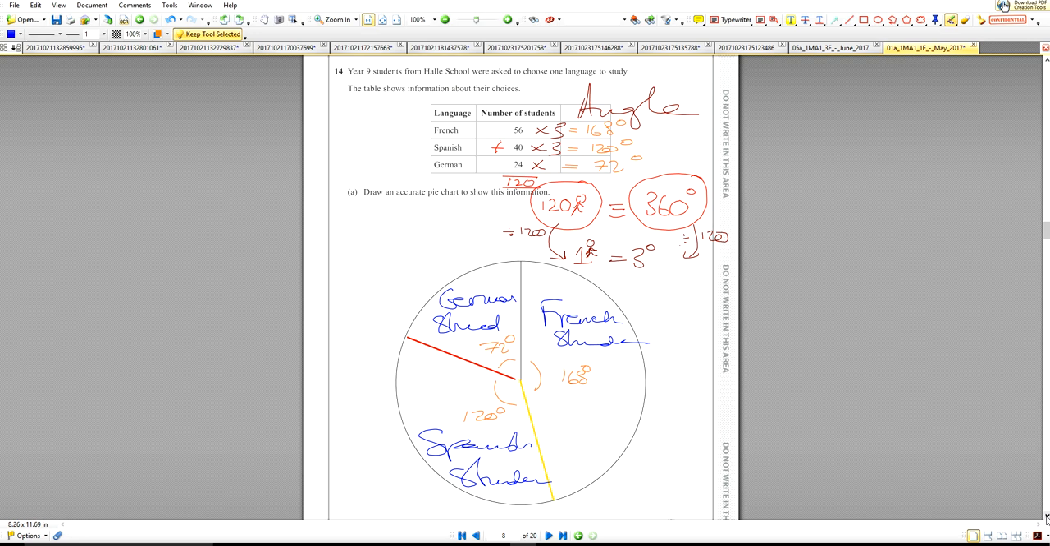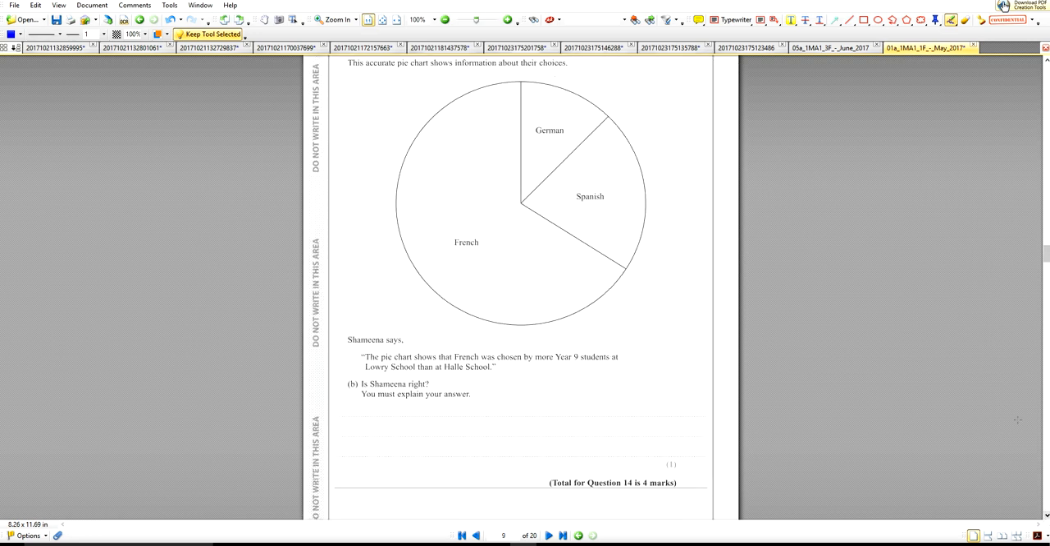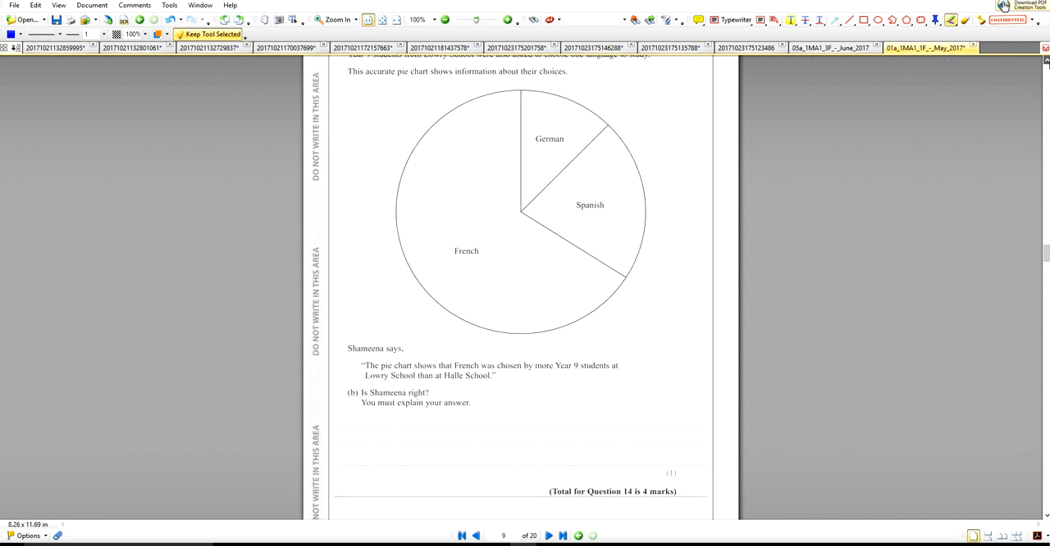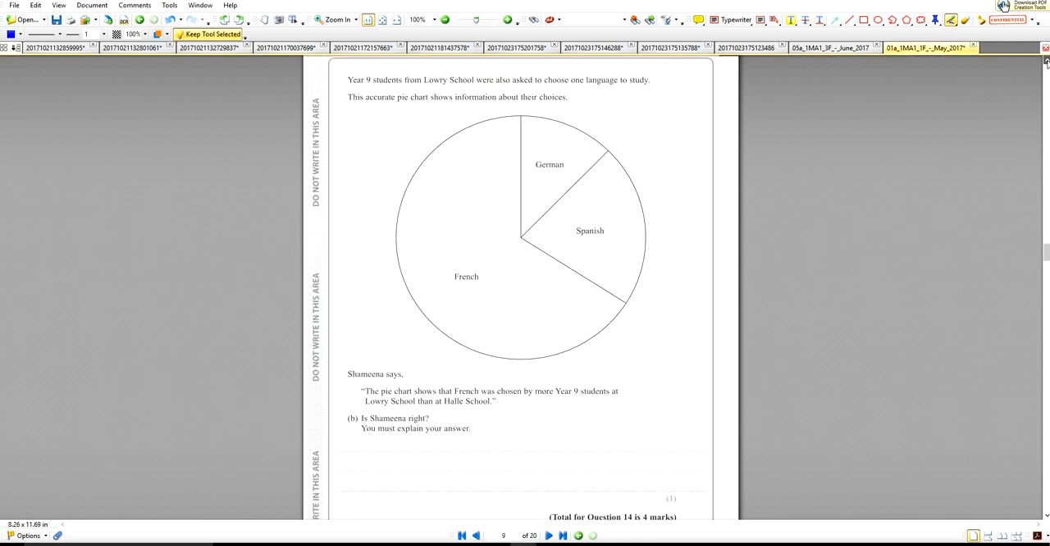We still got more left. We've got B left now. So question B. Year 9 students from Lowry School were also asked to choose one language to study. This accurate pie chart shows information about their choices. Shamima says the pie chart shows that French was chosen by more students. Is Shamima right? You must explain the answer.